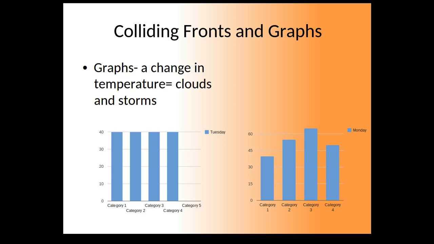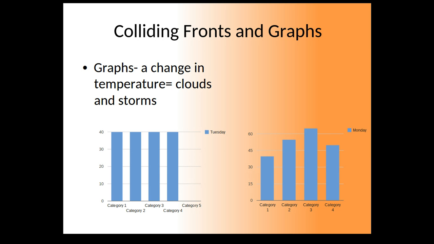It looks like every time the temperature was measured throughout the entire day, it stayed the exact same. It was 40 degrees all day long. Now let's look at this one on the right. It looks here like every time the temperature was measured that day, it was a little different. It started off at about 35, then jumped up to about 55, then up to about 65, and then way back down to about 50. So if we're seeing a change in temperature like this, that probably means that a warm front and a cold front are colliding.